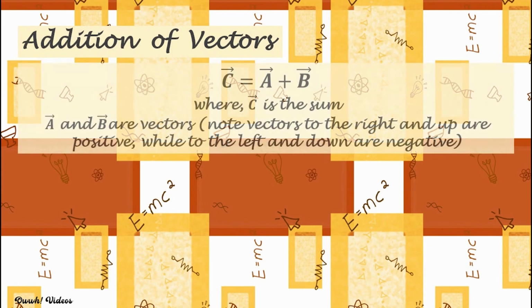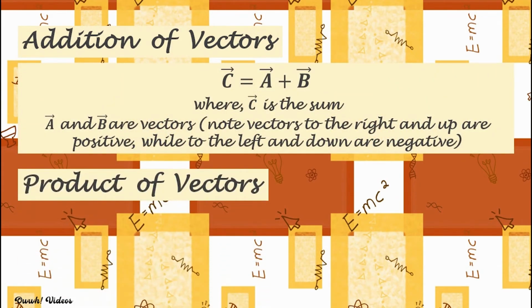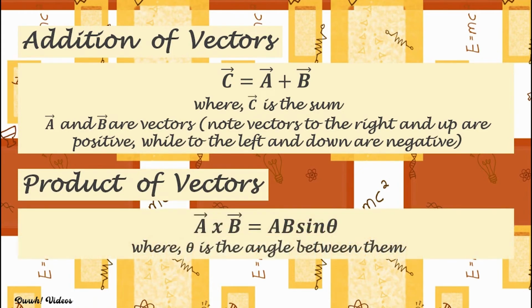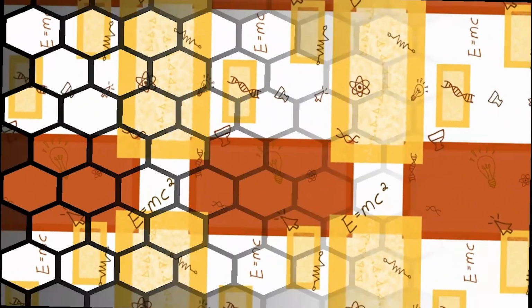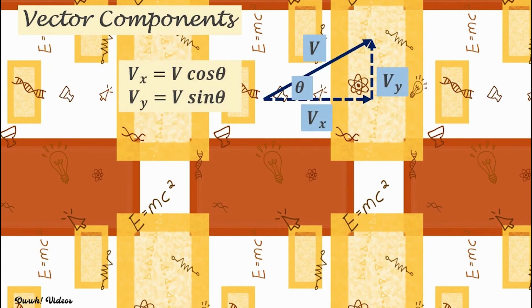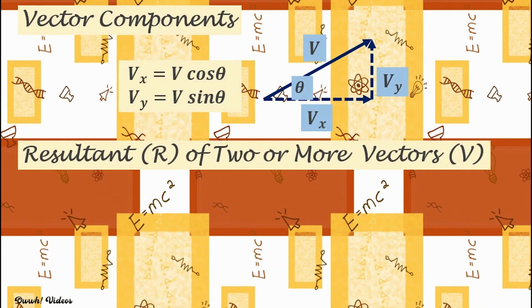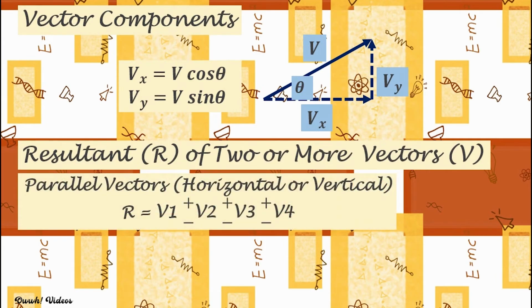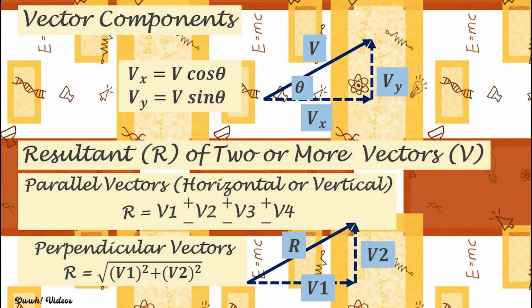Here is the addition of vectors, where C is the sum, A and B are vectors; vectors to the right and up are positive, while to the left and down are negative. Product of the vectors, where theta is the angle between them. Here are the vector components, and also how to compute the resultant R of two or more vectors V, either parallel vectors, horizontal or vertical, or perpendicular vectors.